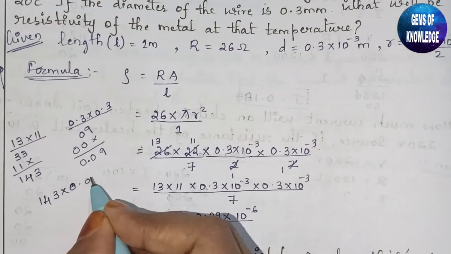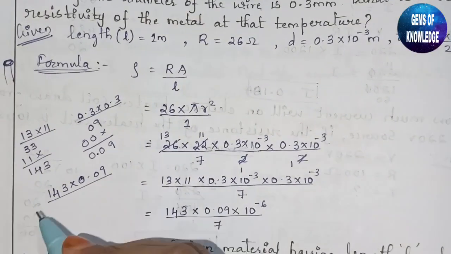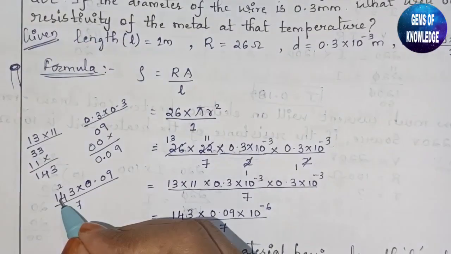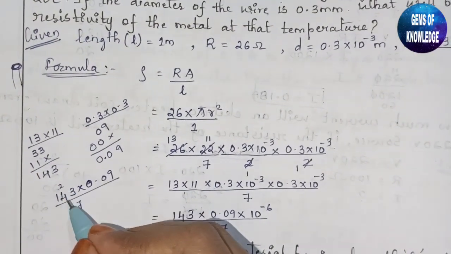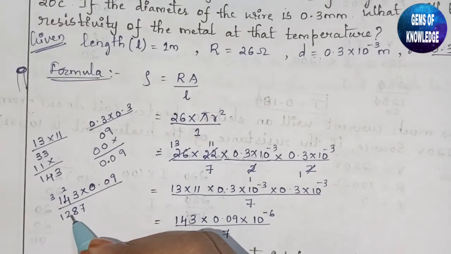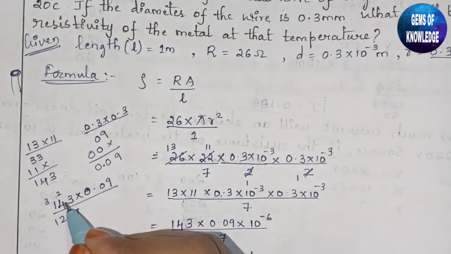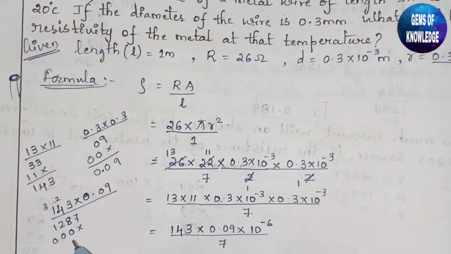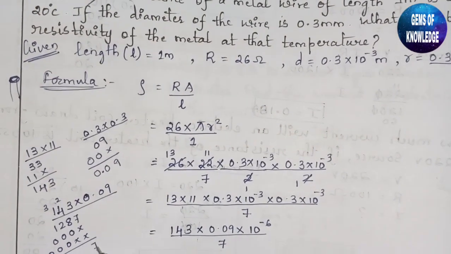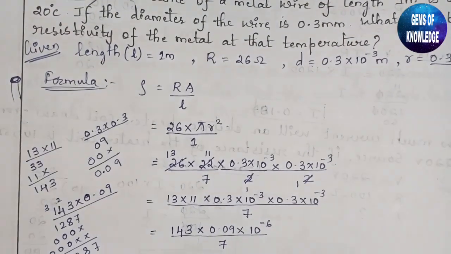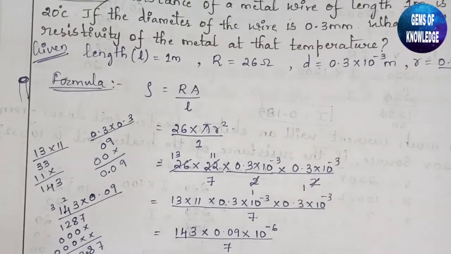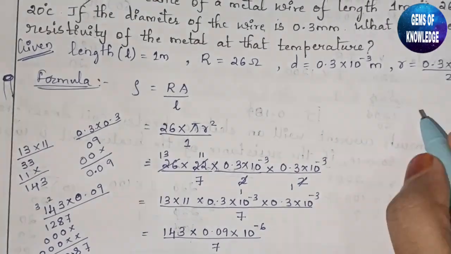Sorry, 0.09 it is. Okay, so 9 threes are 27, 9 fours are 36, 37, 38, 3 carry, 9 ones are 9, 10, 11, 12. Into 0, 3 is a 0, 0 4 is a 0, 0 1 is a 0. Again 0 3 is a 0, 0 and 0. What is left? 7, 8, 2, 1 and 0. So the point after two numbers, so the point will be like this.